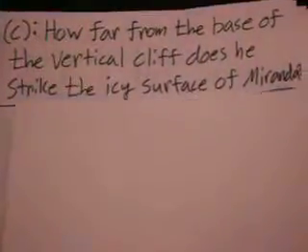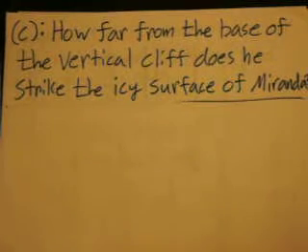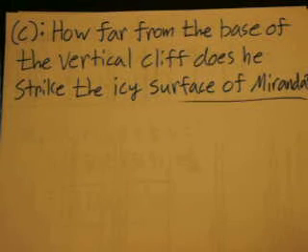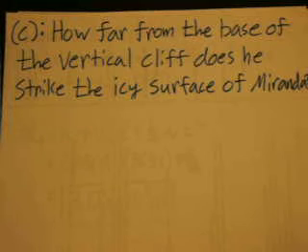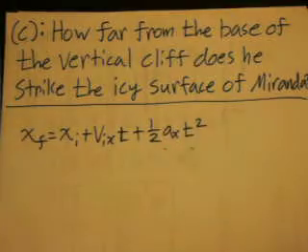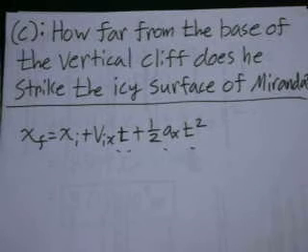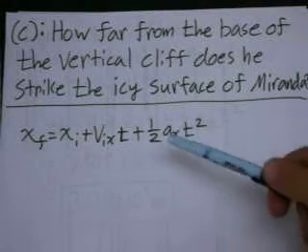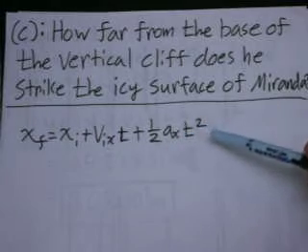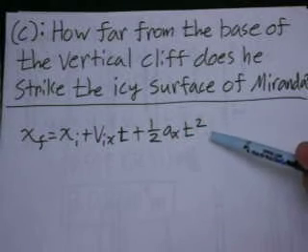Part C of this problem asks how far from the base of the vertical cliff does he strike the icy surface of Miranda. To solve for this part, we will use a kinematic equation similar to the one we just used, but now for the x direction, which gives us the final position in the x direction equals the initial position in the x direction plus the initial velocity in the x direction times t plus 1/2 the acceleration in the x direction times t squared.